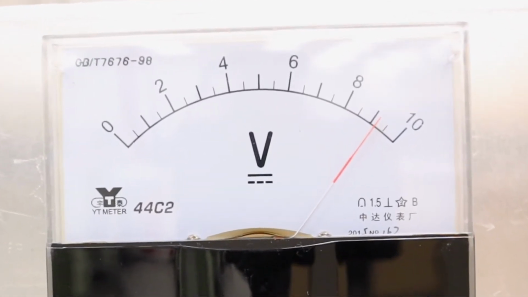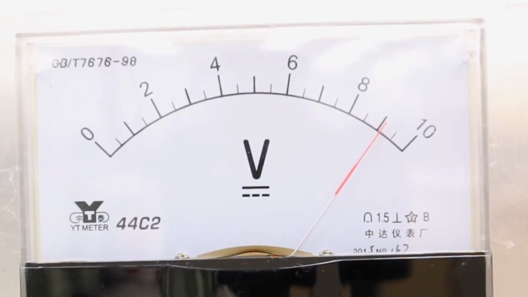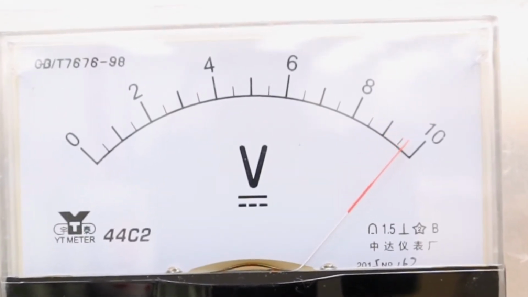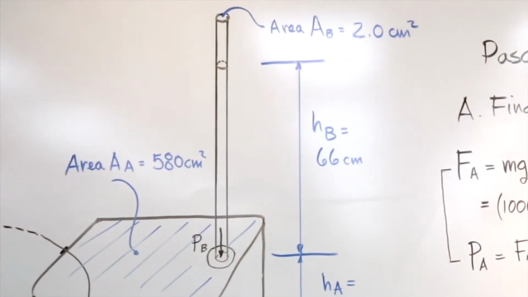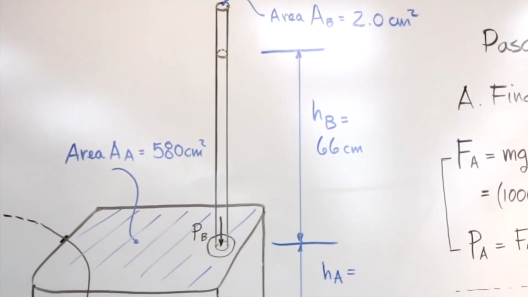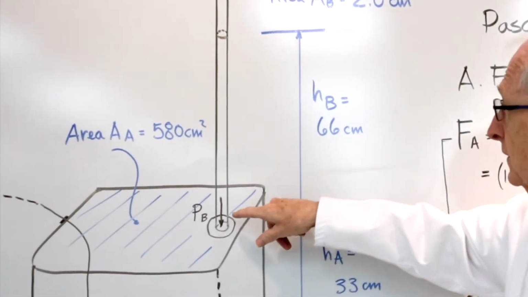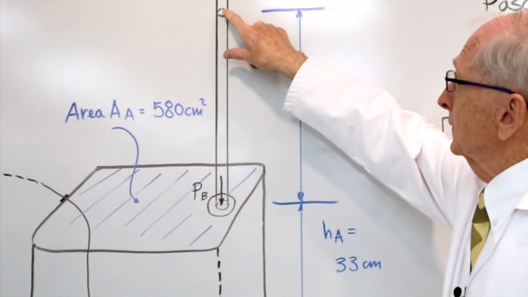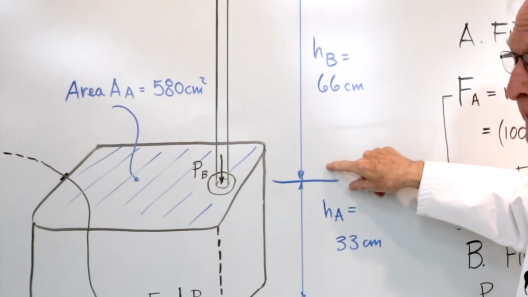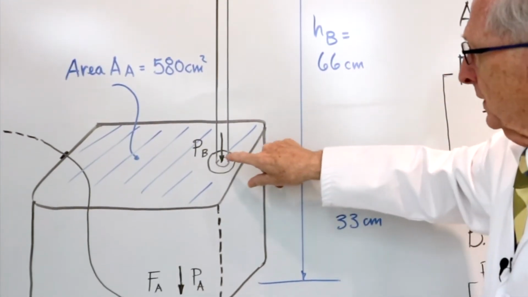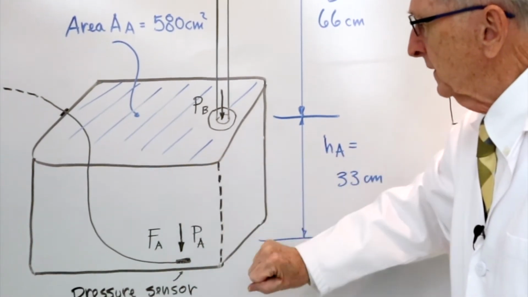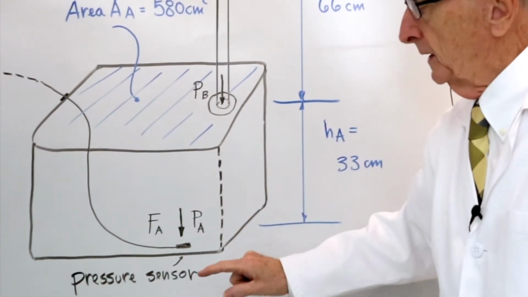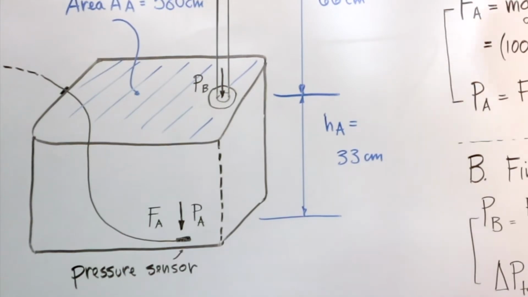Wow. Can we explain that by the equations? By physics? Let's look at the equations, and see if they can explain that remarkable result. We filled the tube up with water to a height of 66 centimeters. Let's find the pressure at the bottom of that tube, and then we can add that to the pressure of the bottom container to find the total pressure detected by the pressure sensor.